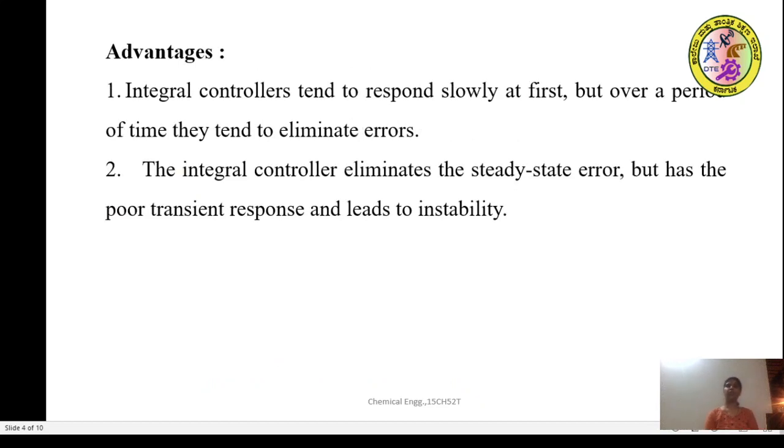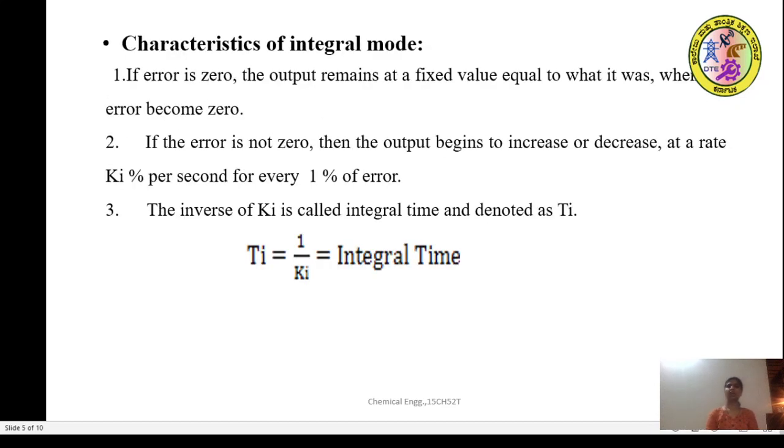So what are the advantages of using this integral control mode of action? So the integral control mode of action tend to respond slowly at first, but over a period of time they tend to eliminate the error. There won't be any offset at all by the use of integral control mode of action. And also the integral controller eliminates the steady state error, but has a poor transient response and leads to instability. I hope you are understanding.